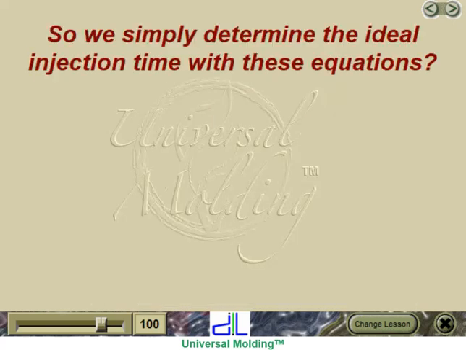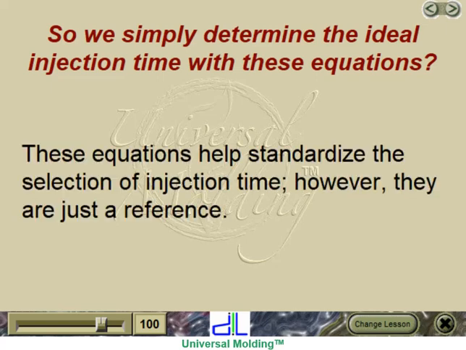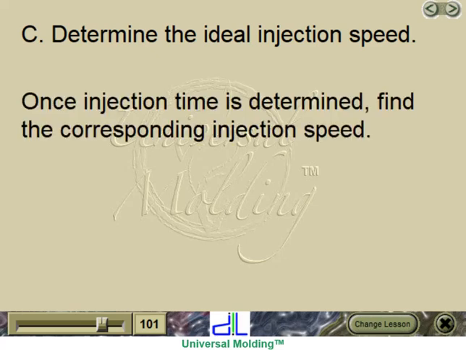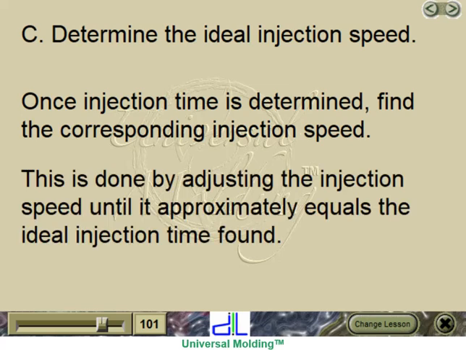So we simply determine the ideal injection time with these equations? These equations help standardize the selection of injection time. However, they are just a reference. C. Determine the ideal injection speed. Once injection time is determined, find the corresponding injection speed. This is done by adjusting the injection speed until it approximately equals the ideal injection time found.